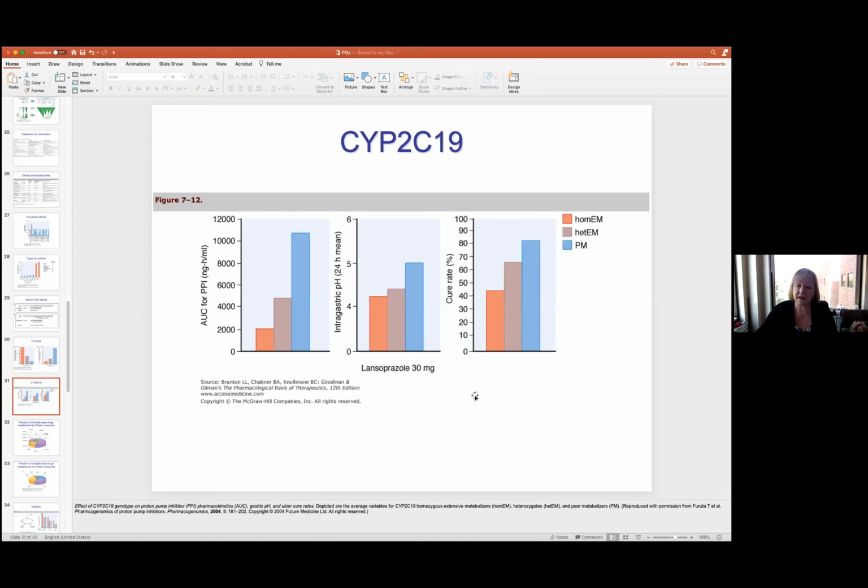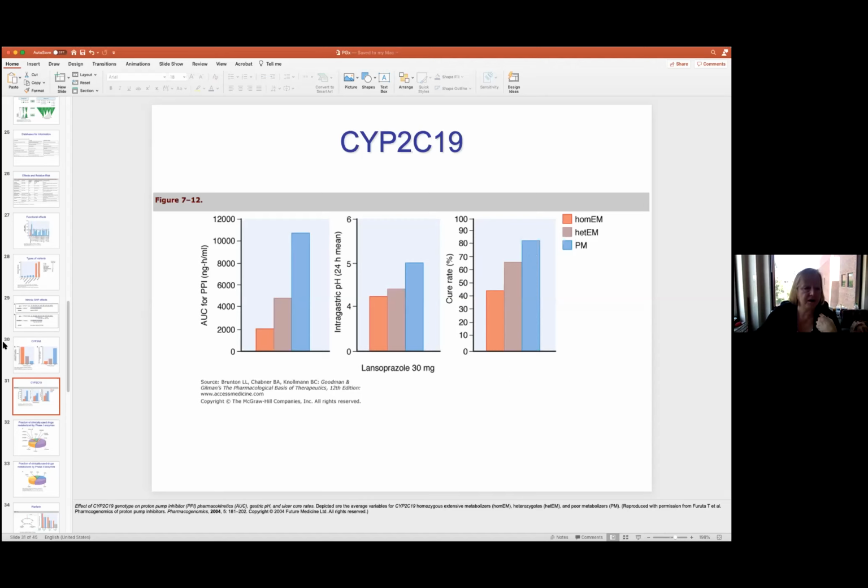So in this case, it doesn't always mean that the poor metabolizer is the person who has the worst outcome. Those poor metabolizers had a better outcome. So your job as a pharmacist is to think about how you use this information in recommending a dosing regimen for these different types of patients. Okay, that's why this is important for you to know.